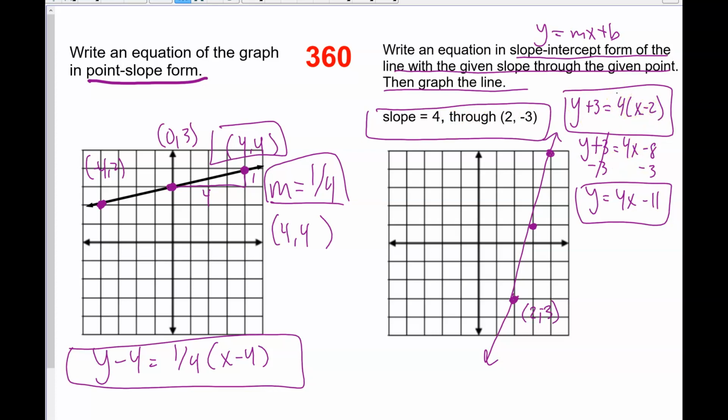So then I distribute in this step, and I get y plus 3 is equal to 4x minus 8. And so then to rewrite this in slope intercept form, I subtract that constant 3 from this side to get y by itself, or isolate it. So y equals 4x minus 11, because I had the minus 8 and minus 3 here. So my y-intercept's actually down here at (0, -11). If we continued this line, my slope is 4, and that's how I would graph the equation there.